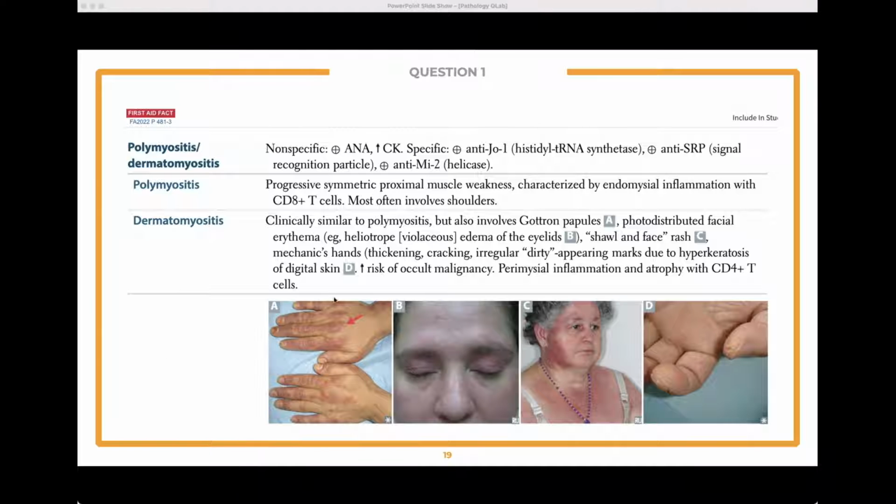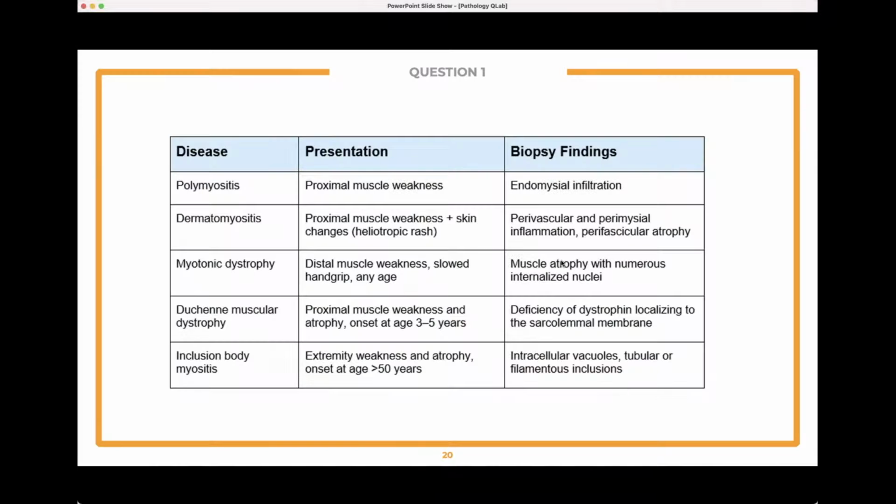If we take a look at the next slide, it looks even further into the presentation of some of those other myopathies. So inclusion body myositis, you would expect to see specific inclusions or vacuoles. That's actually been an MSK question that we've asked before. A deficiency of dystrophin is talking about Duchenne's muscular dystrophy. And then muscle atrophy with numerous internalized nuclei, that's talking about myotonic dystrophy. So different types of muscle conditions.